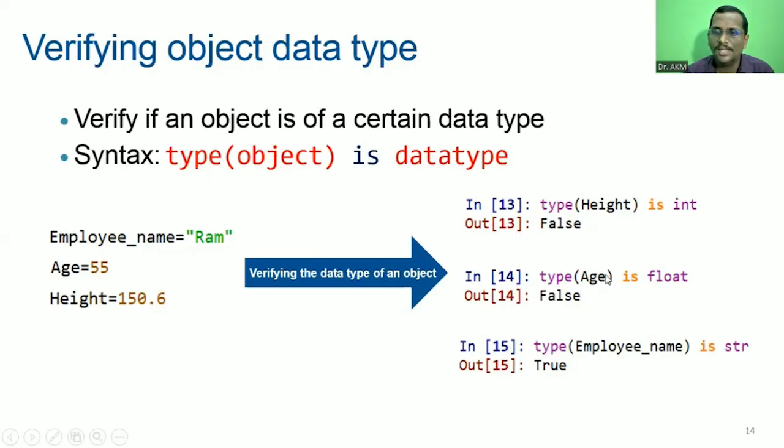Next, I have to check whether the age variable is float or not. So type age is float. The answer returned is false because age is a variable having data type integer. Next, I check whether the variable employee name is str or not. It returns true. It means that the variable employee name has the data type string, that is str. So this is a way to verify the data type of a particular object.